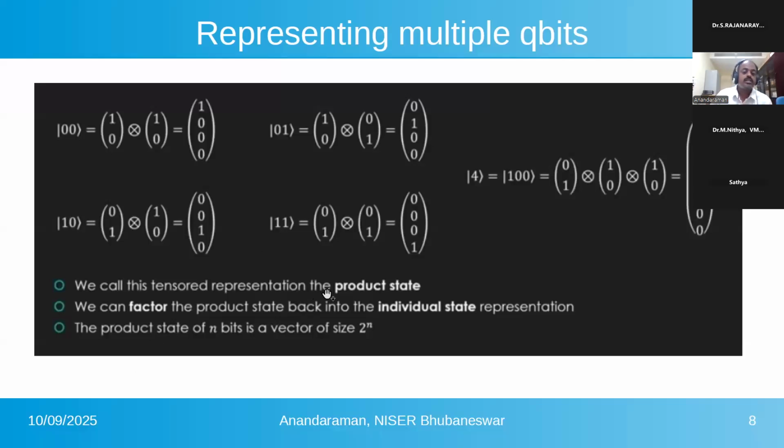We call this tensor representation of the product state. We can factor the product state back to the individual state. Representatively, the product state of n bits is a vector of size 2 power n.